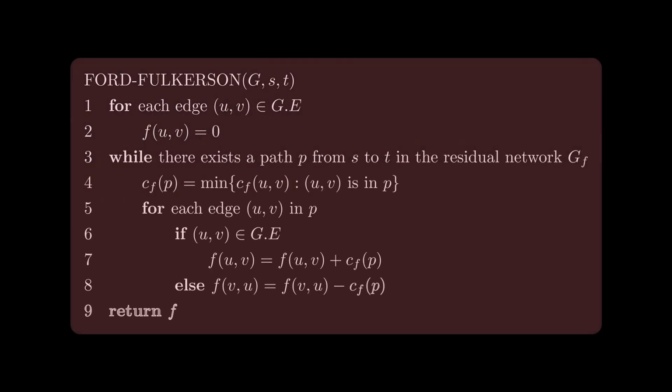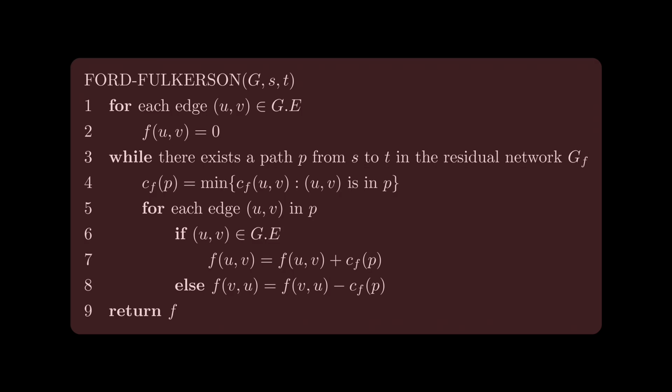The Ford-Fulkerson algorithm finds the max flow of a network. First, we initialize the flow of each edge in the graph to be 0. A path from S to T in the residual network is called an augmenting path. While there exists an augmenting path in the residual network, we find the minimum capacity of the edges in the path, and for each edge UV in the path.